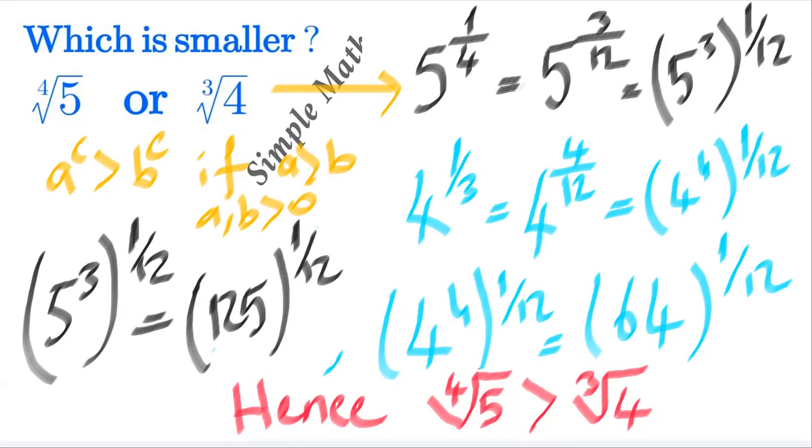In this case, the number with the bigger base is bigger because the powers are equal. So we check the bases. This base is bigger than this base. So it means this number is bigger. So the first number is bigger than the second number. So the smaller one is the second one.